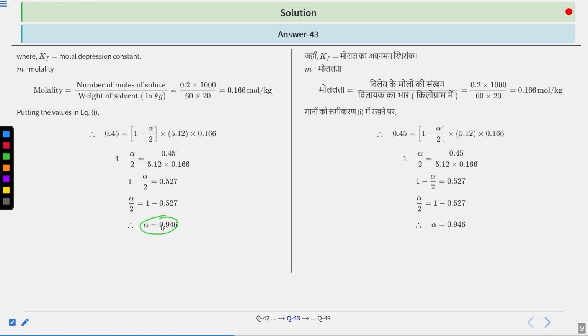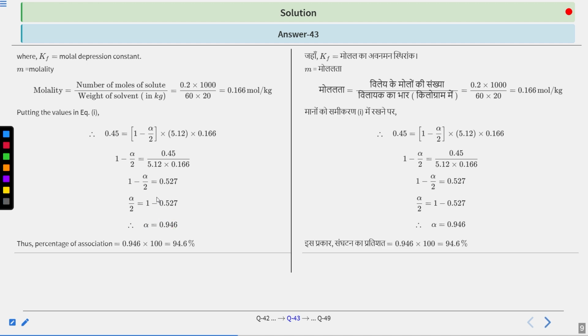So this is your degree of association. Clear? So your percentage of association will be 0.946 multiplied by 100. Whenever you say degree, you are talking about the fraction, but when you say percentage, just multiply this by 100, and you will get 94.6% as your correct answer.